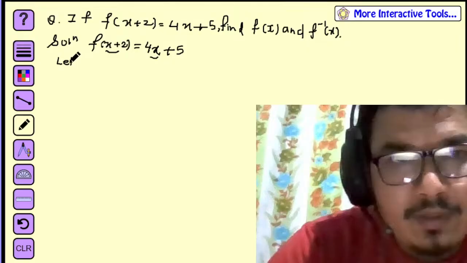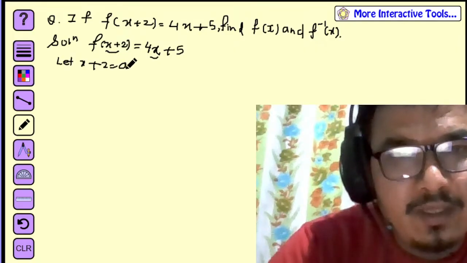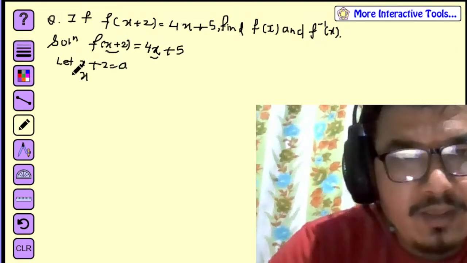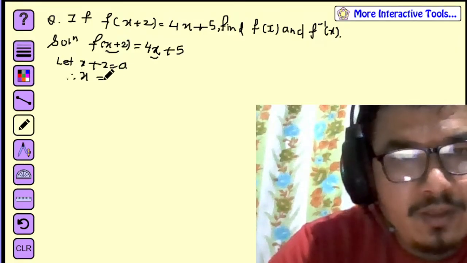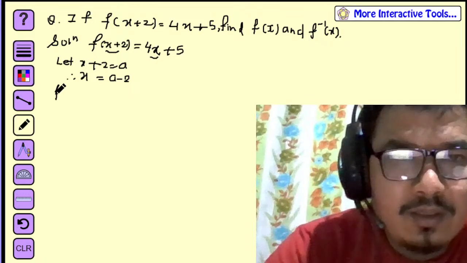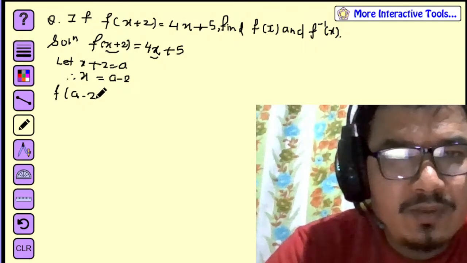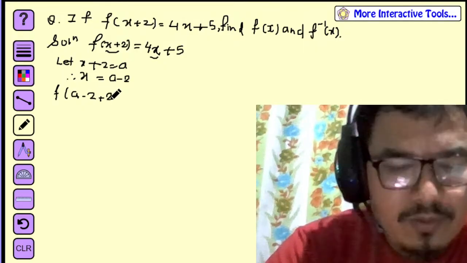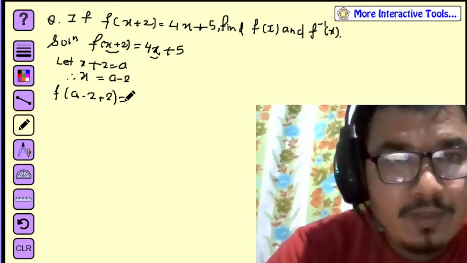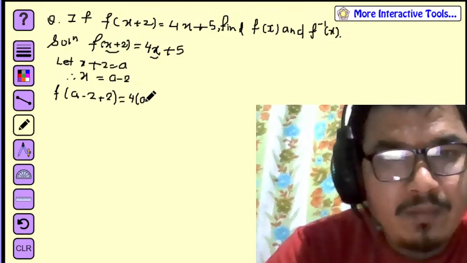First of all, let x plus 2 equal a, supposing any other variable a. Then what will be the value of x here? Therefore x equals a minus 2. Now let's substitute in this given function. The x value is a minus 2, and there is also a plus 2, so in place of x here comes a minus 2.